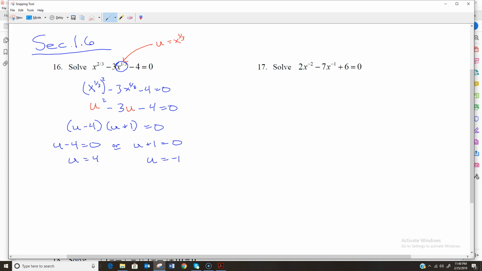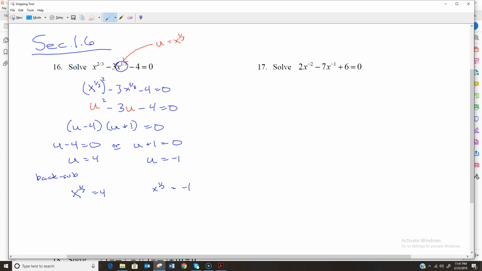But remember, we don't want to know what u is, we want to know what x is. So we're going to back substitute, and we're going to put the x to the 1/3 back for the u. So x to the 1/3 equals 4, or x to the 1/3 equals negative 1.